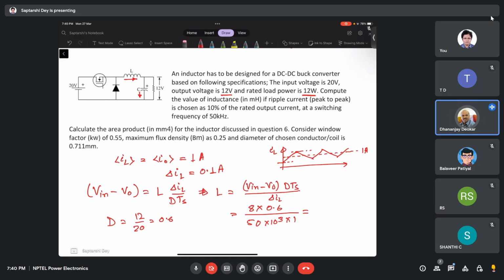So delta I should be 0.1. Oh, sorry. So 8 times 0.6 by 50 into 0.1, this much millihenry we will need. Can someone please confirm? Yes, sir. Okay, so this is the inductance value that we will need.